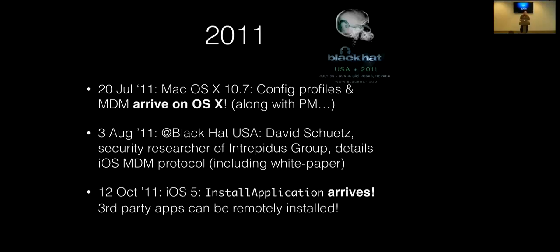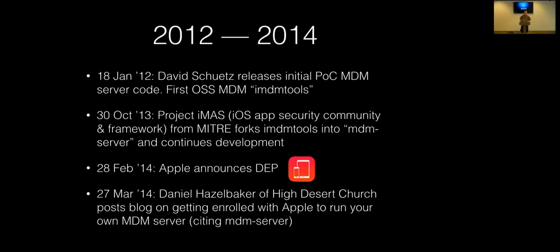October of 2011, install application arrives with iOS 5. So third-party apps can be remotely installed. This only started with App Store apps. That was just where it started. And I think it was OS 10.8 or 10.9 that got the ability to do third-party apps. I'm not exactly sure, but somewhere in there around this time is when OS 10 got that ability.